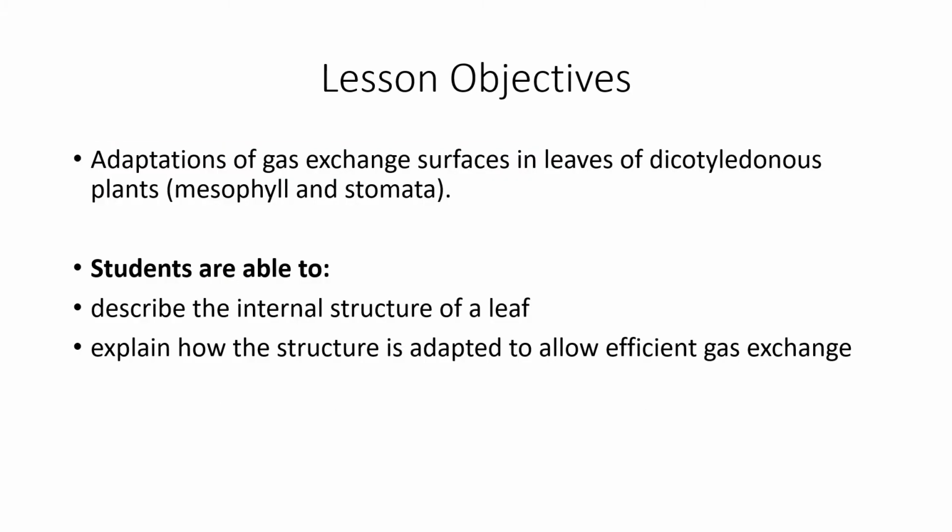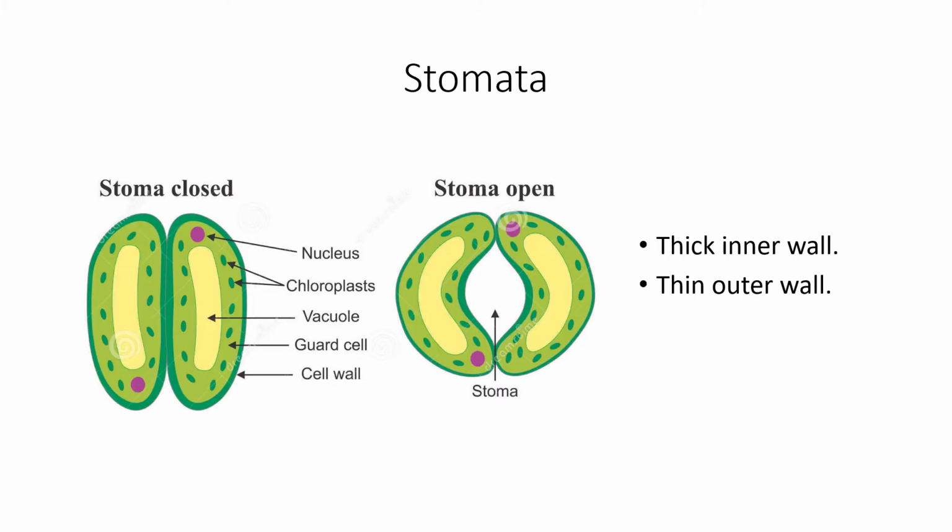What we're going to do in this particular presentation is simply look at the gas exchange in dicotyledonous plants. We mentioned the stomata. Lots of students talk about stomata and guard cells as if they're the same thing. They really are not. The guard cells are cells that surround a stomata. If a guard cell is in a particular shape, it can close, open, or partially open a stomata.